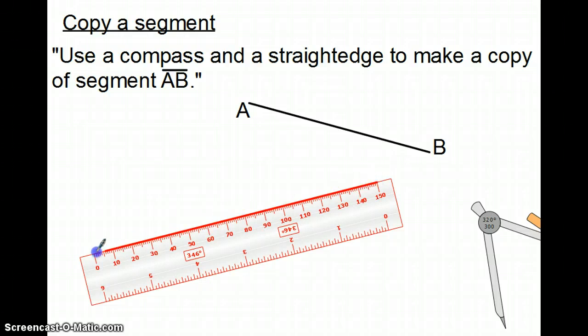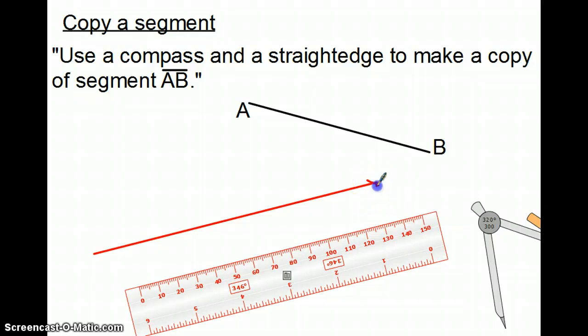Make your line so you're sure that it's longer than the segment you're trying to copy. This line can be as long as you need it to be. Straight edges are allowed for making lines. Basically, that's it. I just need to make a segment on that that's exactly this long. Now, I can't use the marks on the ruler. I need to be able to see in your work that you didn't use the marks on the ruler.